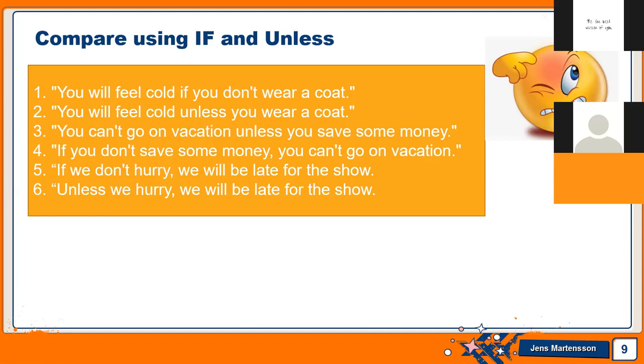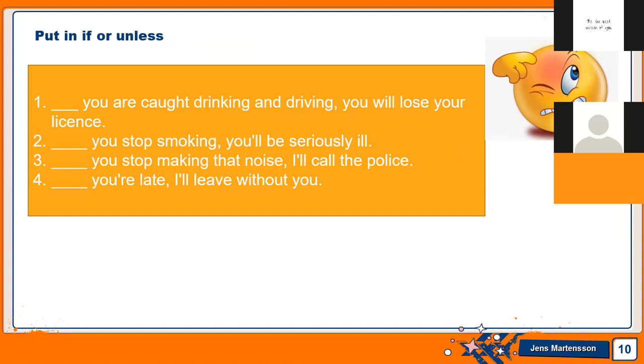All right, so now we are going to have exercises. If you have a problem, feel free to ask, okay? Now, get ready for exercises. Okay, put in the sentence if or unless. Number one. Who will answer number one?